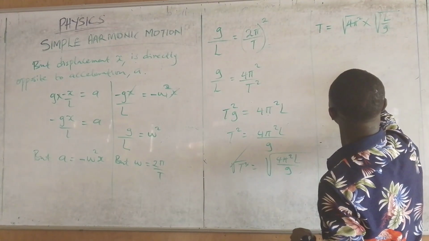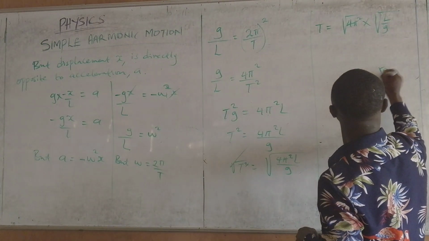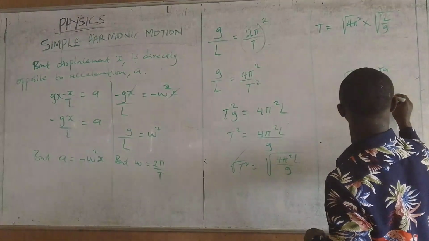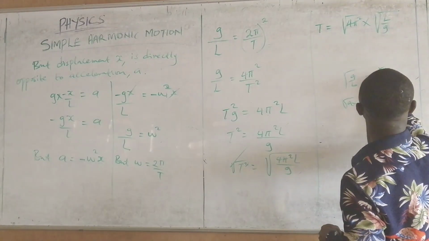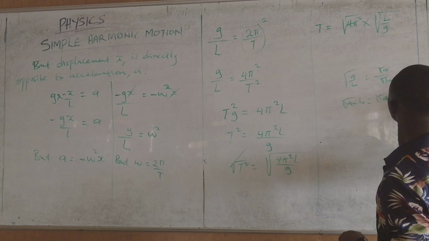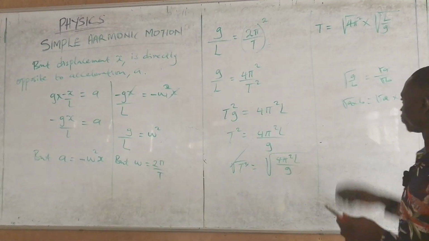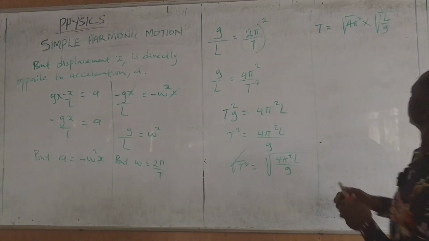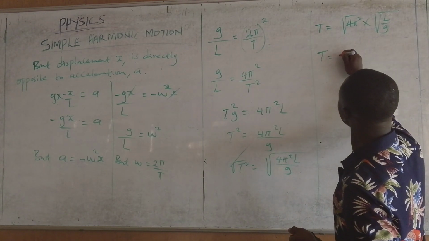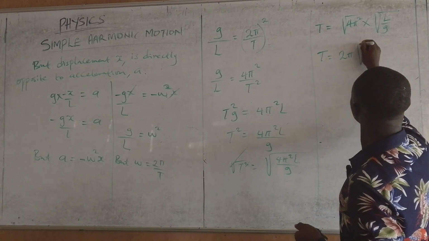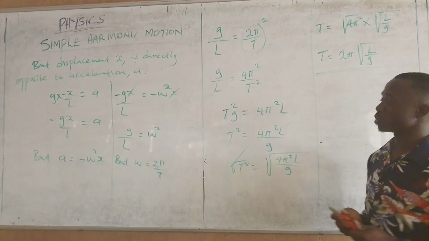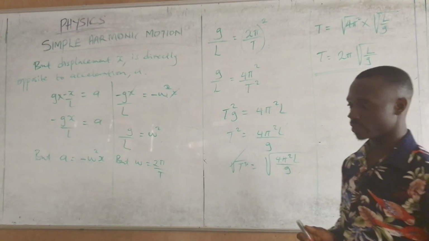Do you remember? Root A over B equals what? Root A over root B. Root A times B equals root A times root B. Our solved expressions. Then T will now be equal to square root of 4 pi squared, that's 2 pi, then root L over G. So that's the expression we are trying to arrive at.